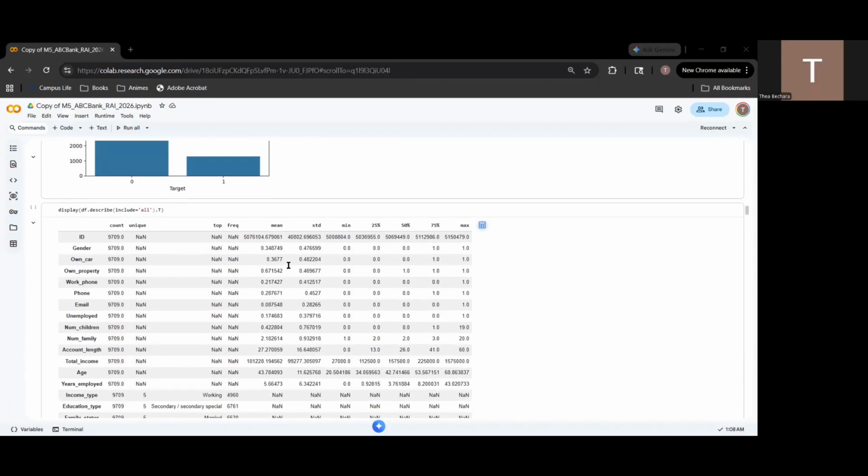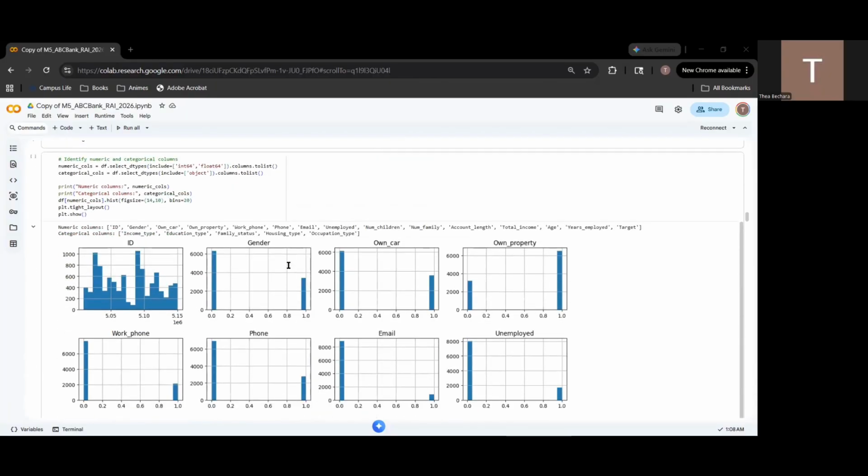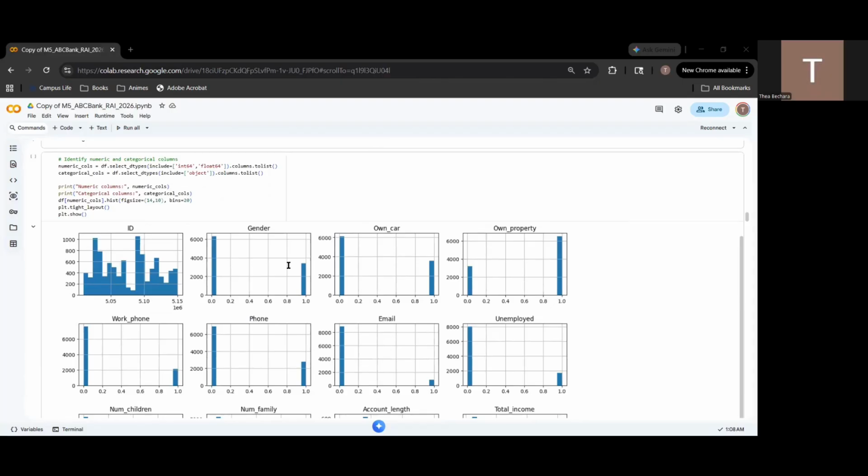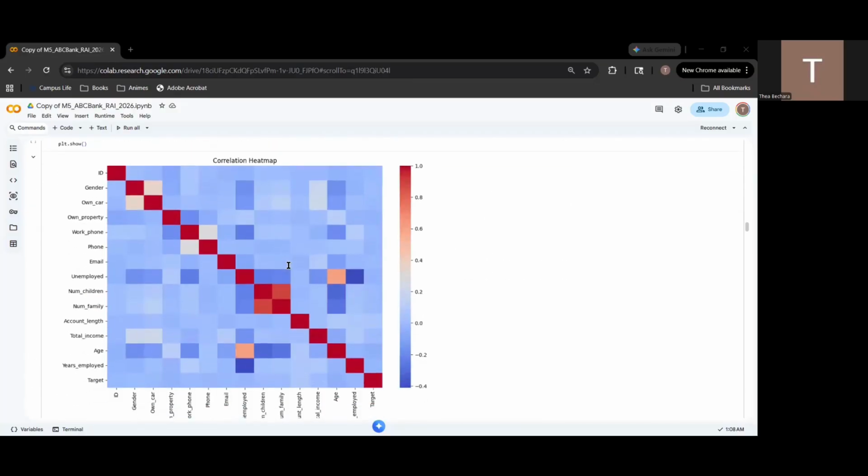We also examined distributions of numeric features such as income, age, and years employed. These visualizations help identify skewed variables and potential outliers. The correlation heat map shows relationships between numeric features. Most correlations are moderate, meaning multicollinearity is not a major concern for model training.